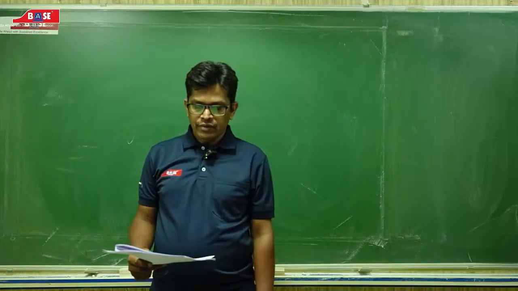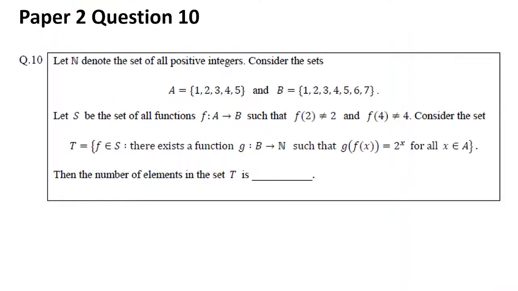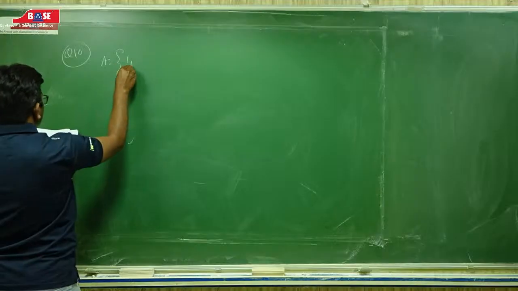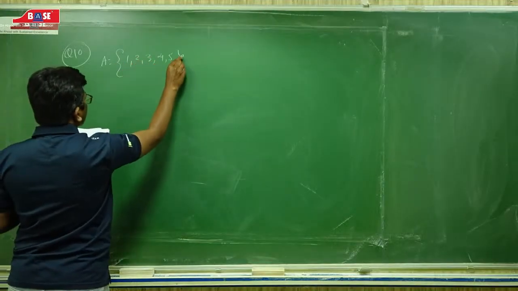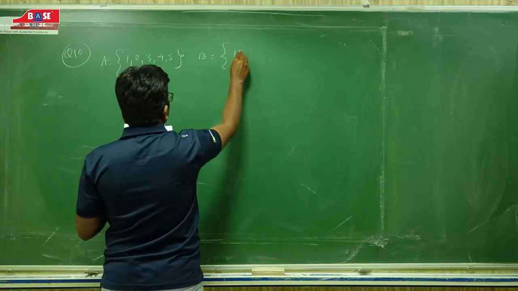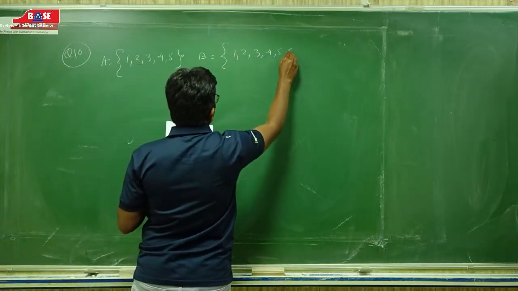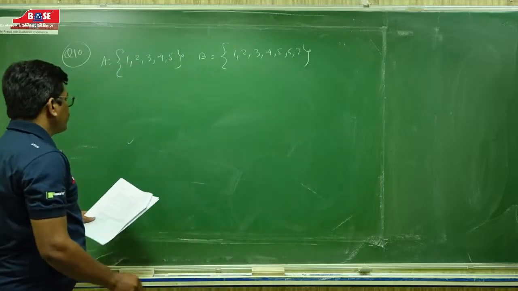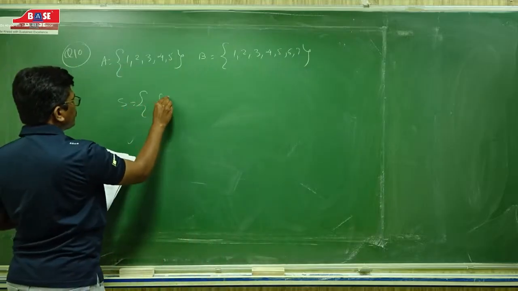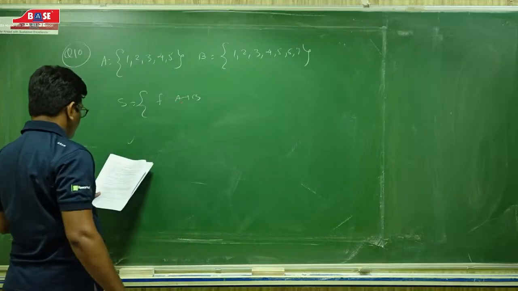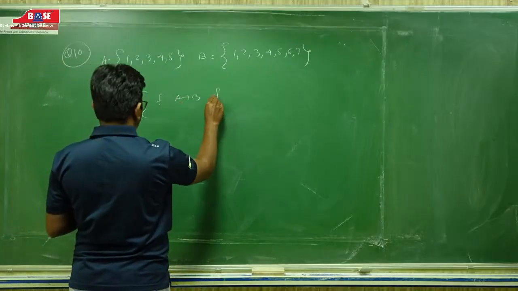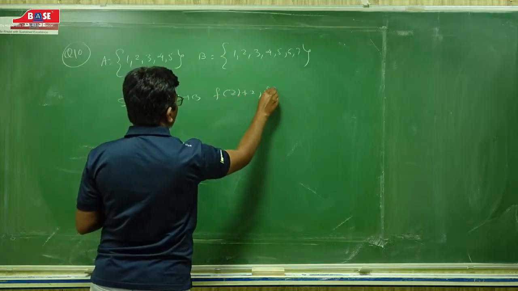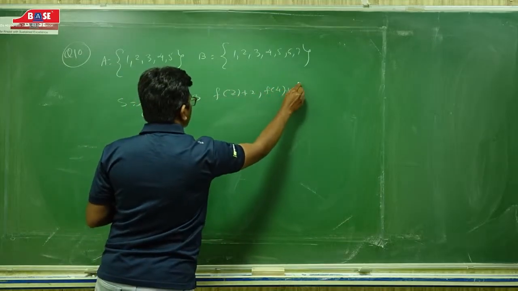Now I am going to discuss question number 10 and 11. This belongs to numerical values. Question number 10 is, so they are given two sets. Set A is 1, 2, 3, 4, 5, whereas set B is 1, 2, 3, 4, 5, 6, 7. And they are given one more set. S is the set of all functions from A to B, such that the conditions are f of 2 not equals to 2 and f of 4 not equals to 4.